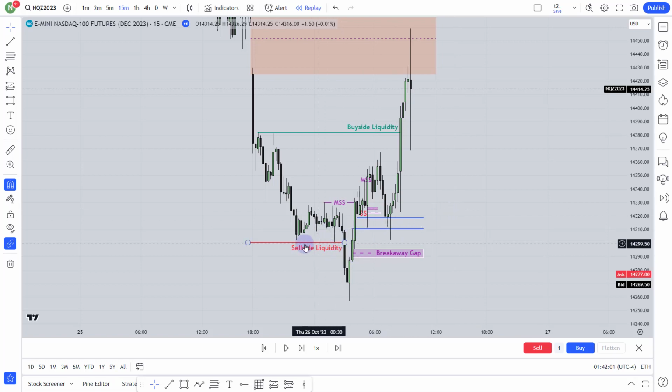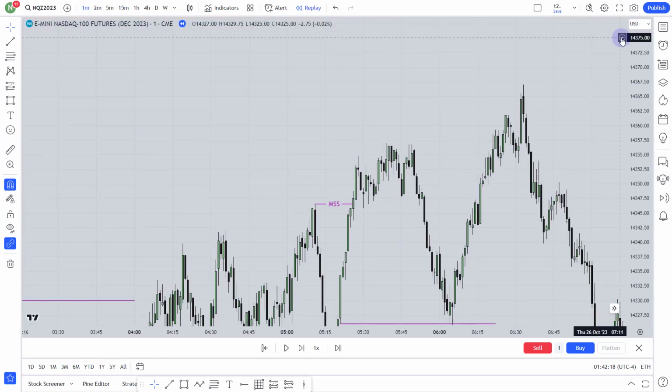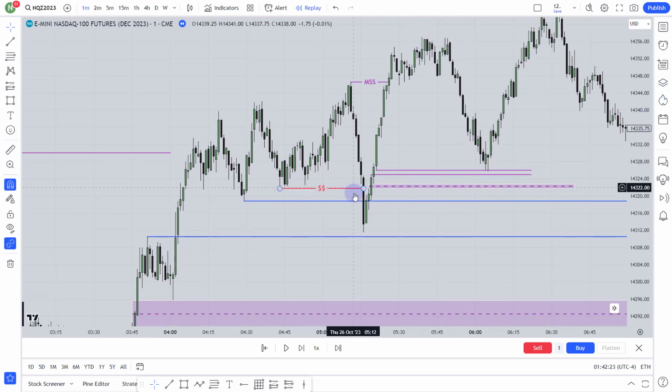Okay, so after taking the sell side liquidity on the 15-minute chart, we got a market structure shift. There are two fair value gaps. We are expecting the market will come to the upper fair value gap, then it will go for the buy side liquidity. Now in the 1-minute chart, we are waiting for the same thing. Look, when it had taken the sell side liquidity, first it came to the upper fair value gap from the 15-minute chart. And when it comes to the upper fair value gap from the 15-minute chart, you come back again to the 1-minute chart.